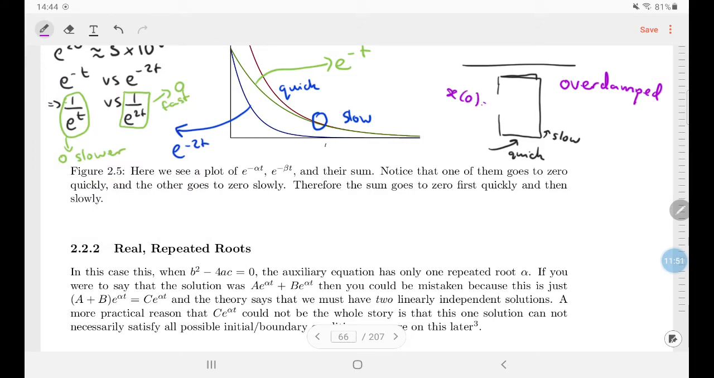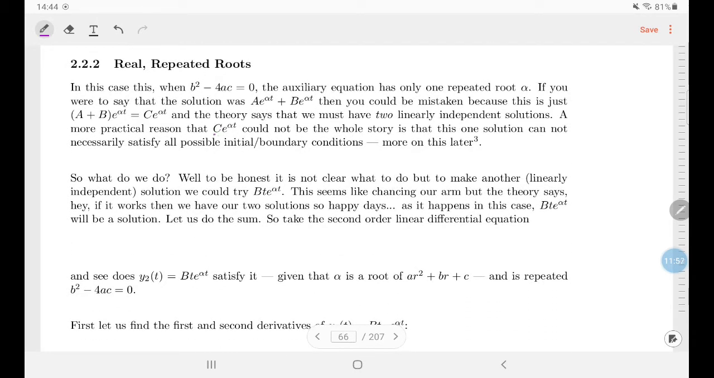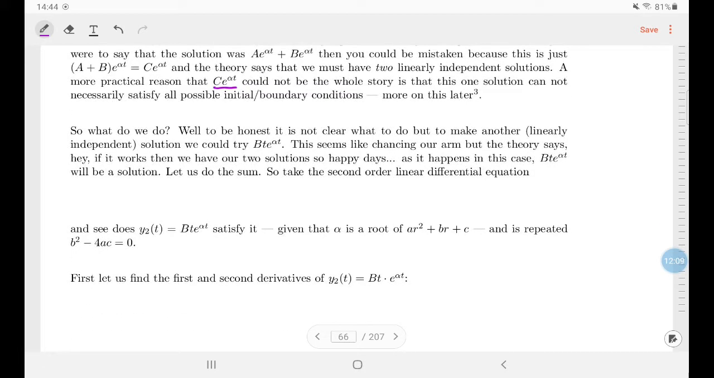So how far open the door is, and the initial speed of the door. And if this is your solution, that can't simultaneously satisfy an initial condition about the displacement and an initial condition about the velocity. There has to be two different things. Okay, so what do we do? It's not clear what to do, but we go back to the principle that says there are two solutions. If we find two, we're done.